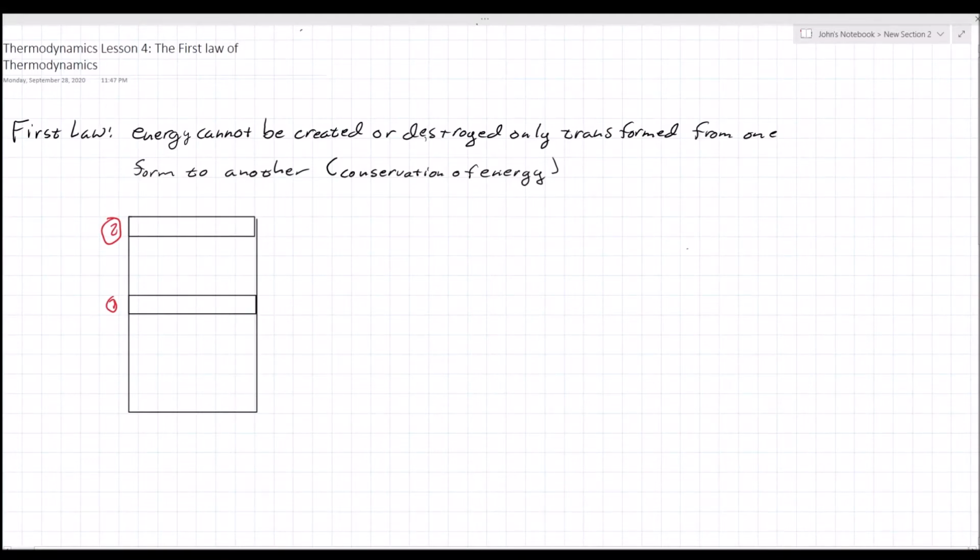Hello everyone. Today we'll be covering Thermodynamics Lesson 4, which is the first law of thermodynamics. The first law states that energy cannot be created or destroyed, only transformed from one form to another. This is also known as the conservation of energy.